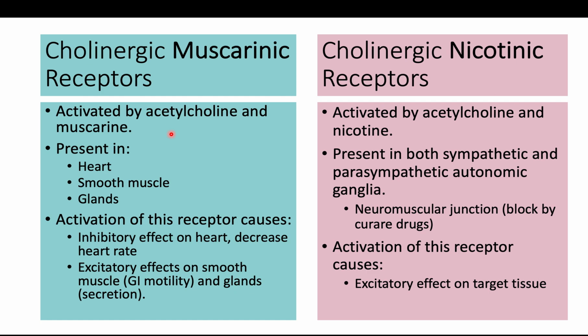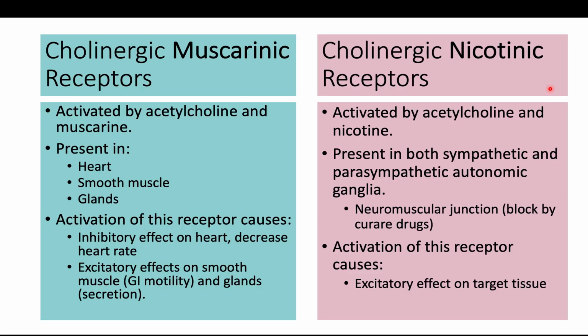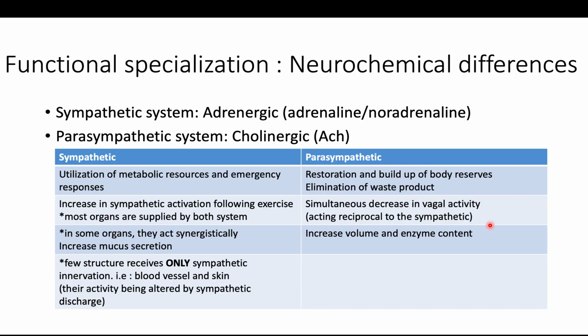Here are examples of the cholinergic muscarinic receptors, for example in the heart, smooth muscle and the glands, and the nicotinic receptors at the neuromuscular junction. This general neuromuscular junction, actually at the skeletal muscles, is also the same thing, nicotinic receptors.